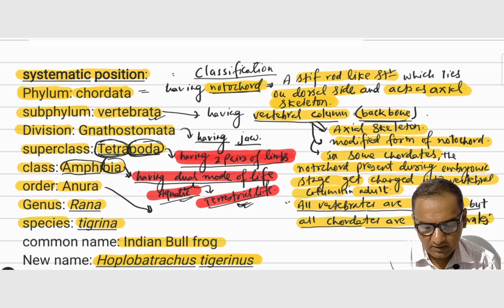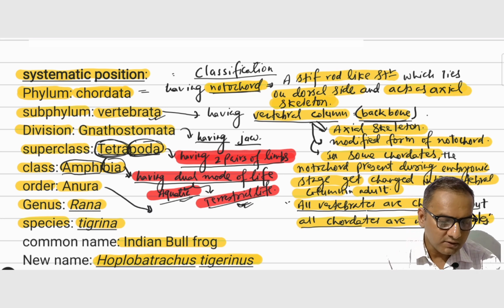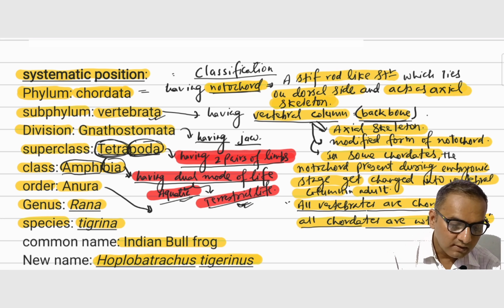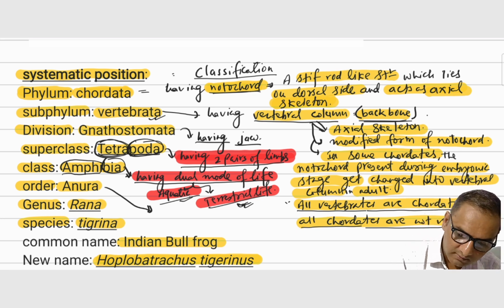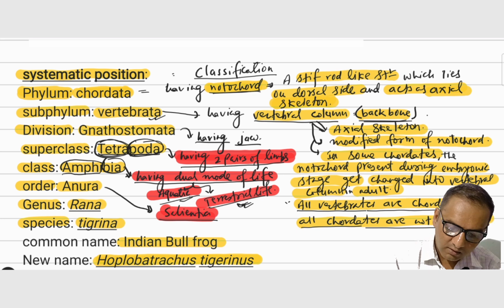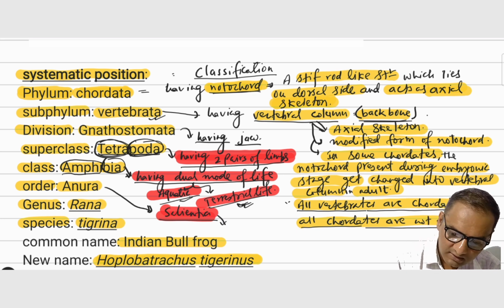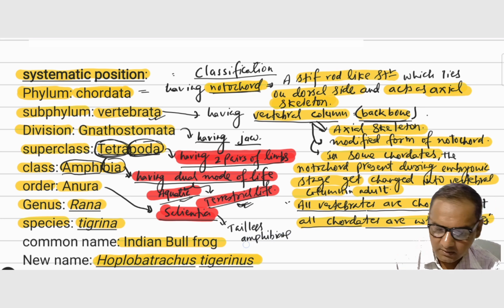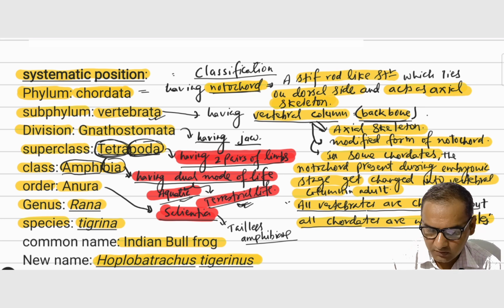Now the next term is Anura. Anura is an order, which is also called a subclass, and this Anura is also called Salientia, another name for the order or the subclass Anura, and it includes tailless amphibians. Tailless amphibians belong to the order Anura, like frog and toad.